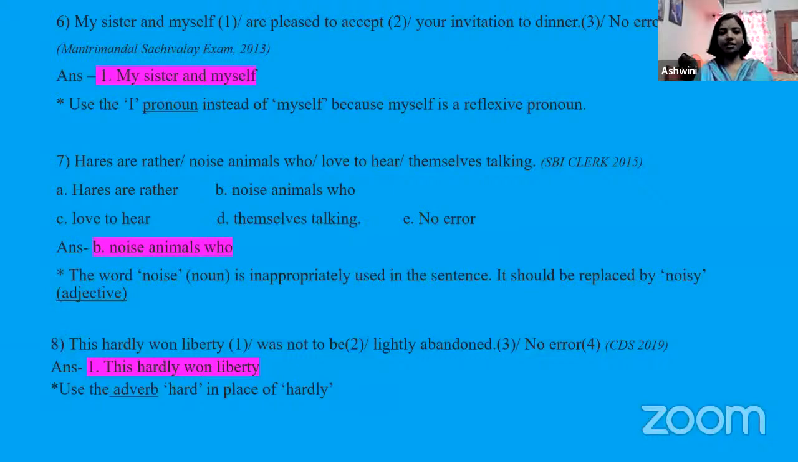In the case of this example, use adverb. This hardly won liberty. I have to use the adverb hard in place of hardly: hard won liberty. Why not hardly? Because hardly has a negative sense. Hardly means a negative sign in itself. So this is the answer of the question.